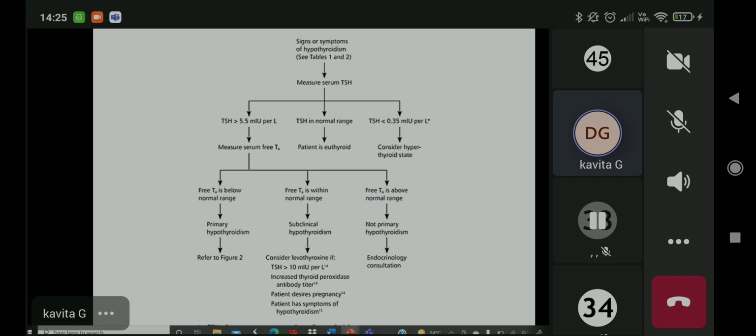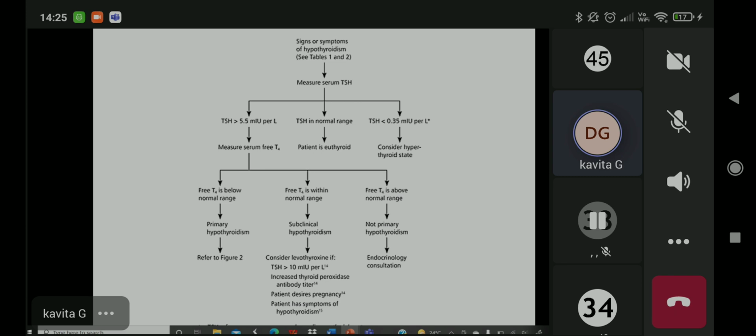So now you see signs and symptoms of hypothyroidism. You ask for a TFT. In the TFT, the first thing you're going to look at is serum TSH. If it's elevated, look at your T4. If it's reduced, short linear diagnosis: primary hypothyroidism. If TSH is in the normal range, the patient is euthyroid. Now, if the TSH is low, then you should actually consider a hyperthyroid state.